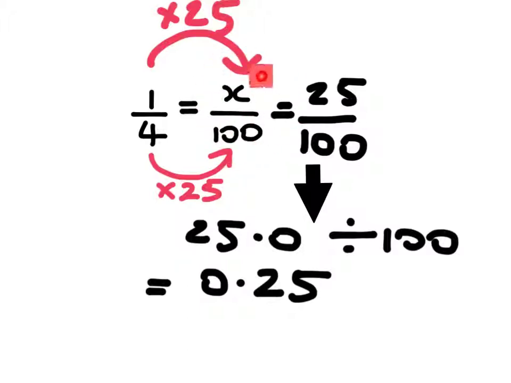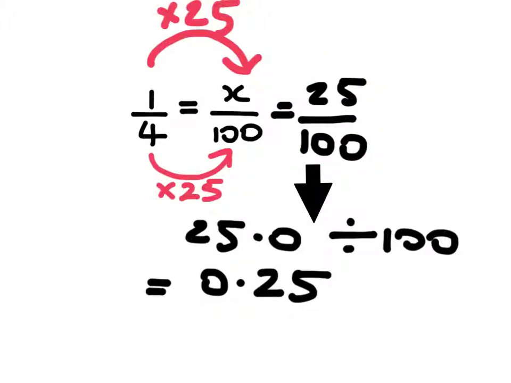X over 100. To get 4 into 100, we've got to times it by 25. 4 by 25 is 100. 1 by 25 is 25. So that X, the unknown, becomes 25 over 100.